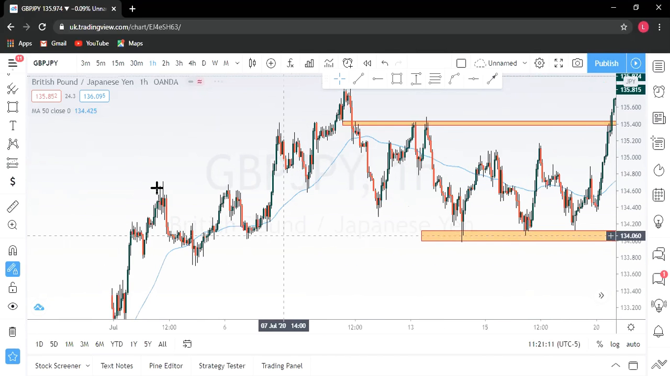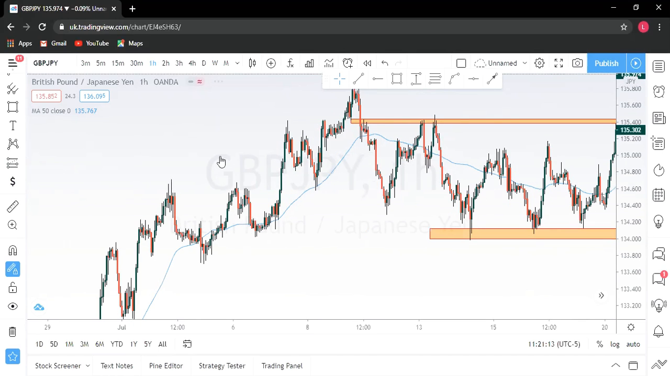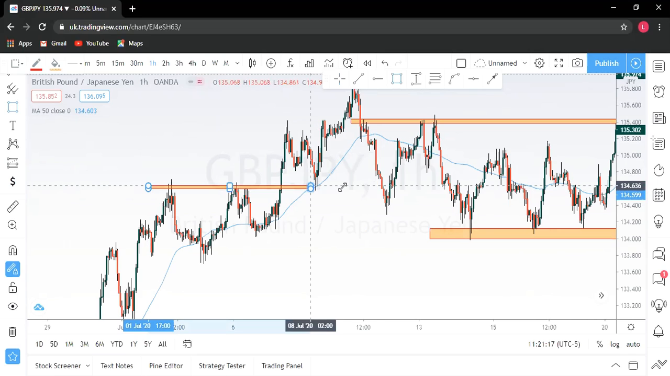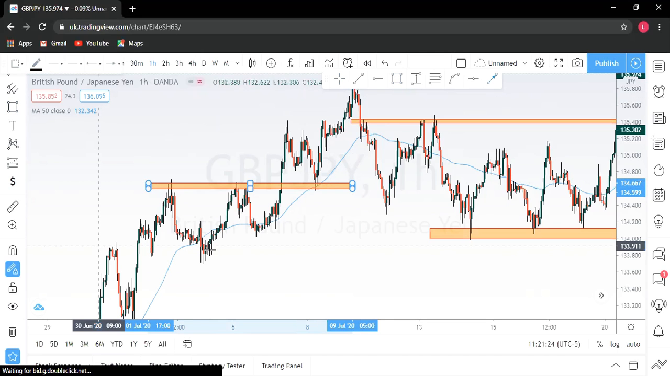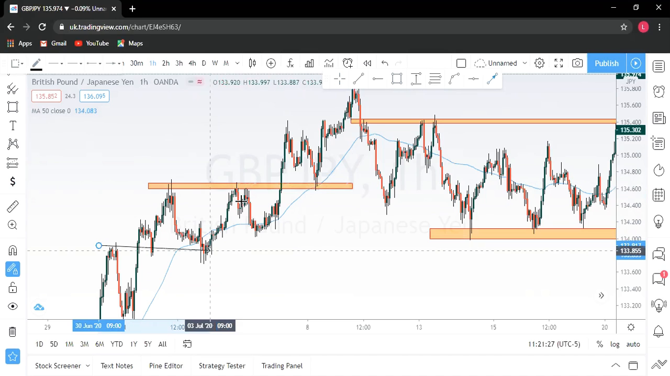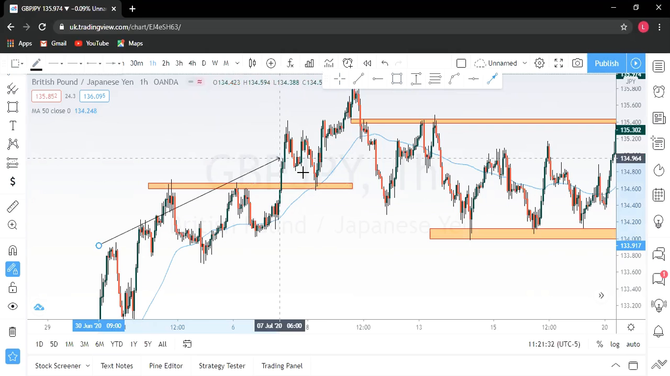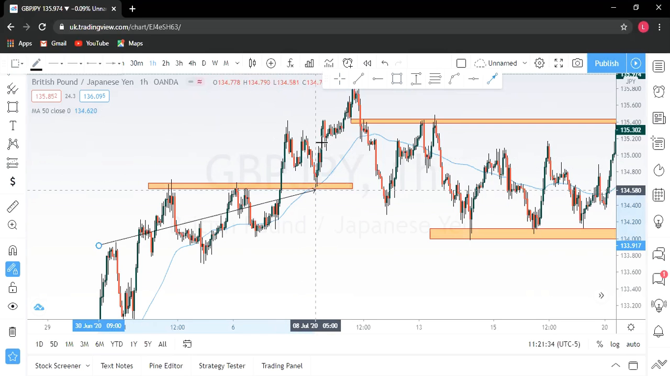Break and retest. This is also a break and retest. Can you see this was a resistance before? How is it a resistance? Can you see when the market got here, see what happened? It came down. When the market got there, it came down. Then finally the market broke it, then came back for a retest. Can you see? Then it started going up.